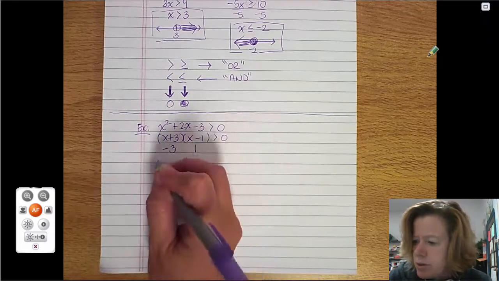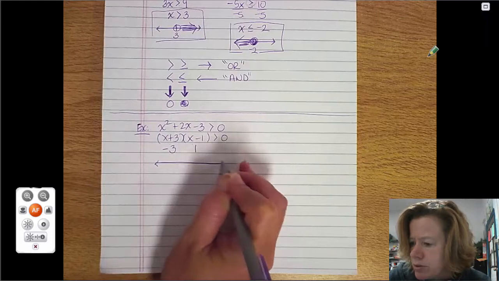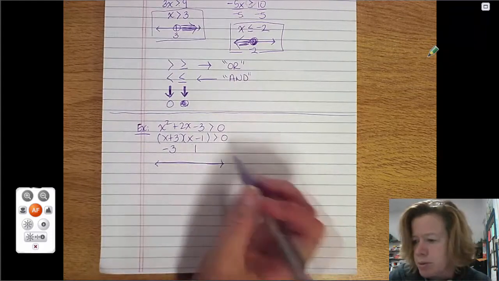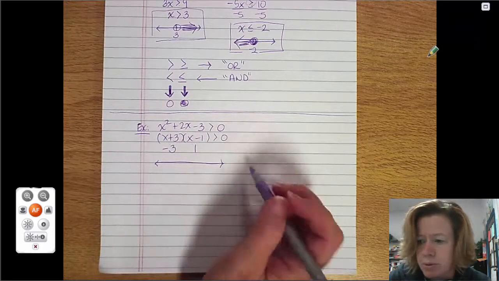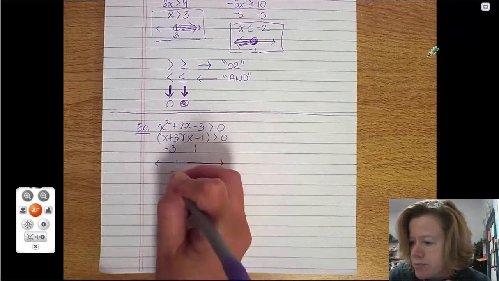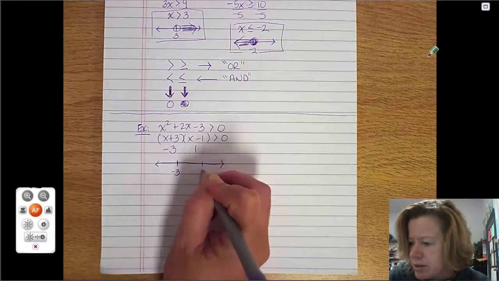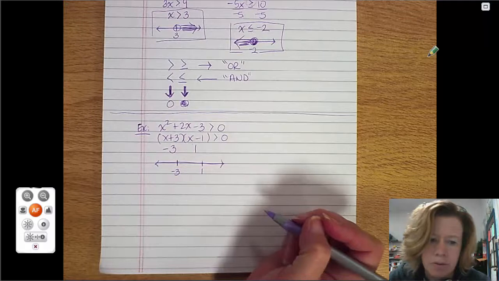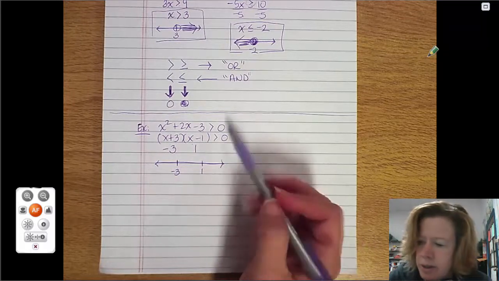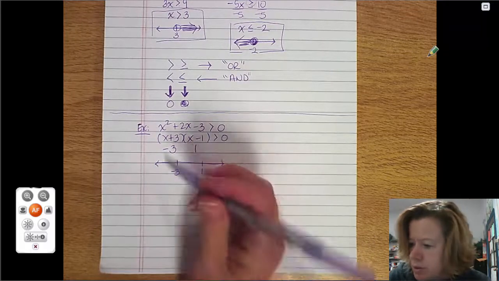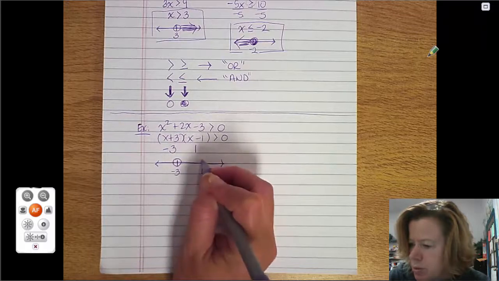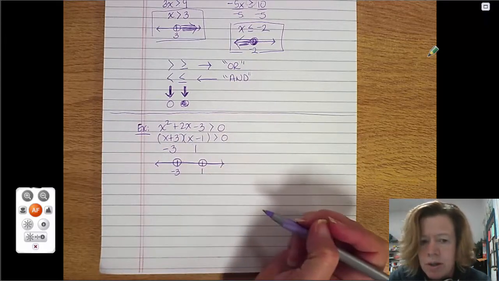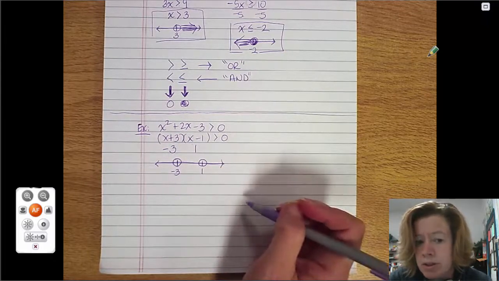So right away, after I've factored and figured out roots, I make my number line and I plot both numbers and put them in the proper order. Here I happen to factor in the right order. Negative 3 is less than 1, so it's to the left of 1. I have a greater than 0, so my bubbles on those numbers will be open. They're not equal to. And then there are a couple of ways to approach which way to shade.